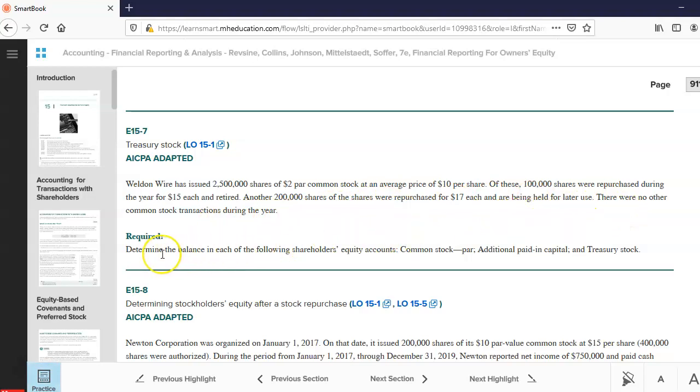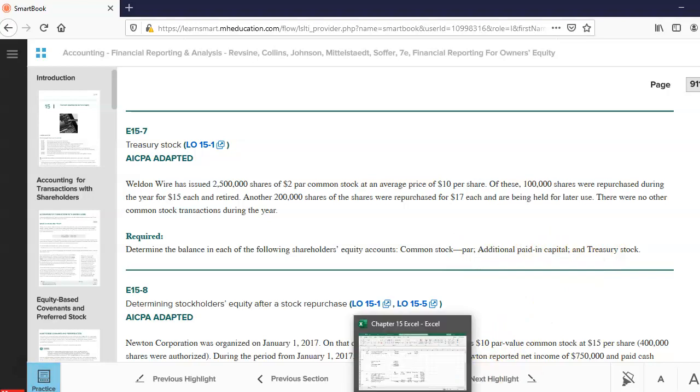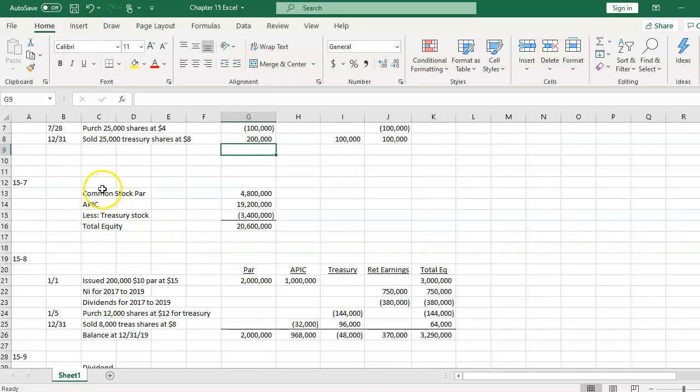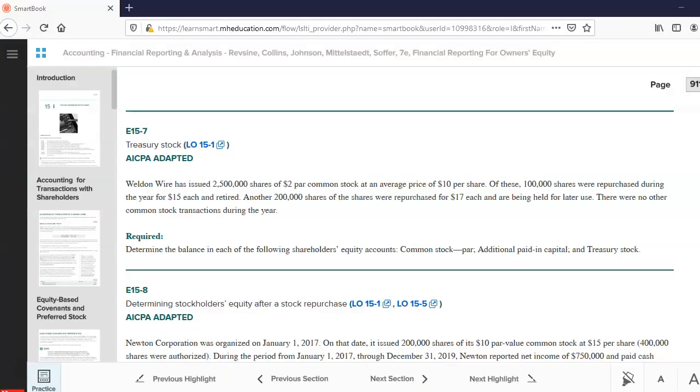So basically the question is, what's the balance of the following accounts: common stock par, additional paid-in capital, and treasury stock? So let's go ahead and take a look at this one. I've already done this one also. I just thought it might be a little bit easier to walk through the transactions for each. So they give us a starting point here. They're telling us 2.5 million shares, $2 par, average price $10 per share, 100,000 shares repurchased at 15, 200,000 shares repurchased at 17.